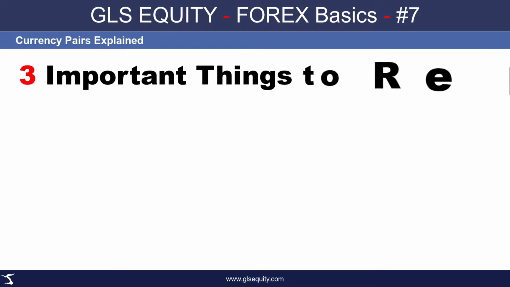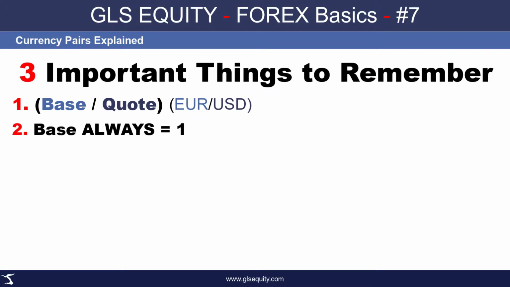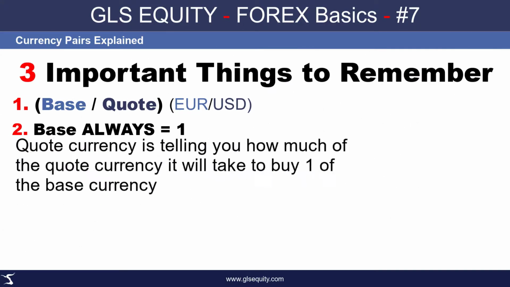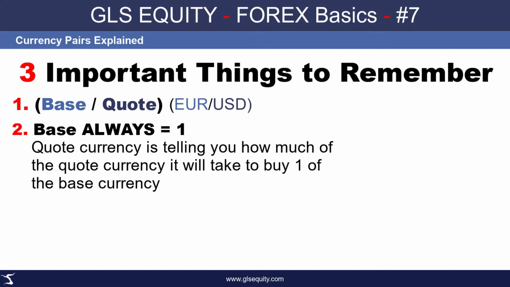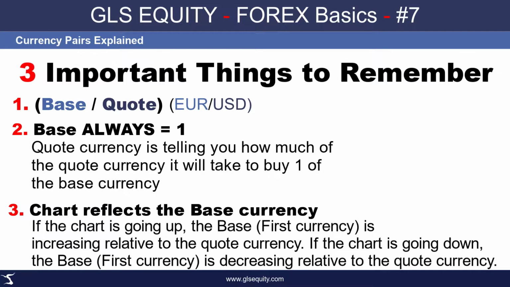So the 3 main things to remember are: 1. Base currency, quote currency. 2. Base currency always equals 1. The quote currency is telling you how much of the quote currency it will take to buy one of the base currency. 3. If the chart is moving, it is the base, first currency you are thinking about. If the chart is going up, the base, first currency is increasing relative to the quote currency. If the chart is going down, the base, first currency is decreasing relative to the quote currency.